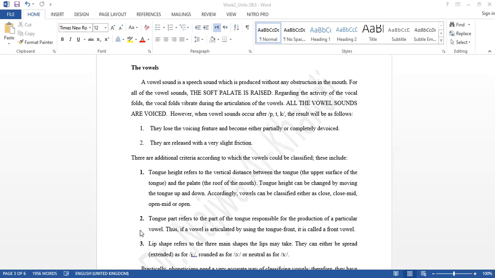Like when we produce central vowels like schwa, and the hesitation sound, this is the long schwa. So in this case, the lips do not take a definite shape. They are not rounded, they are not spread. Okay?